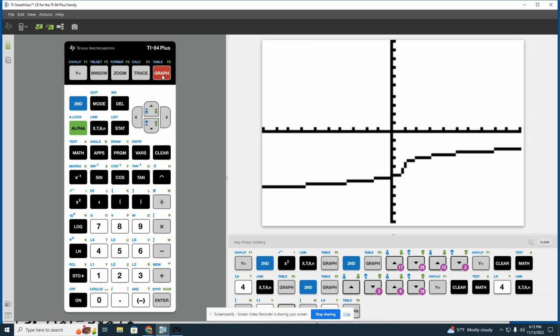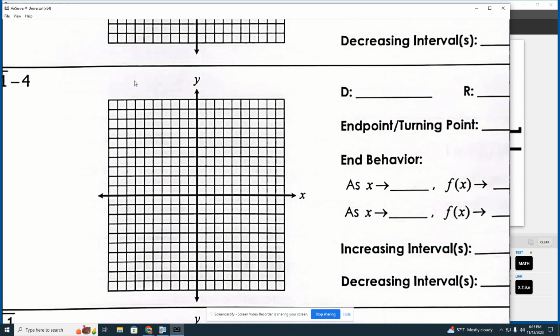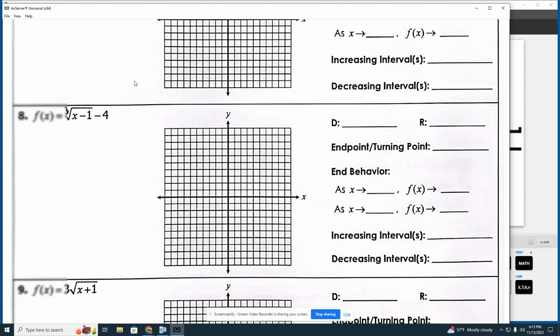So let's graph this thing. Let's see what's happened. Remember, the turning point is usually on the origin. This thing is definitely shifted down and to the right. See it? So where did it shift? Well, go back and look. It shifted right 1, down 4. So my turning point is right 1, so +1, and then down 4, -4. So that's my turning point.